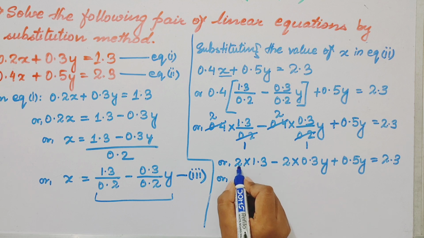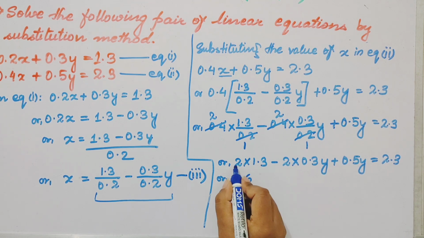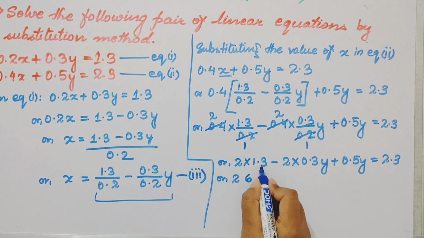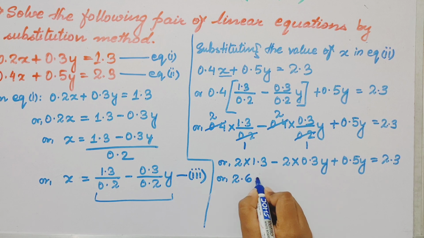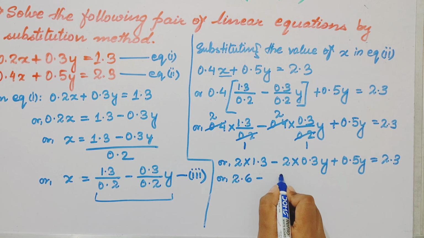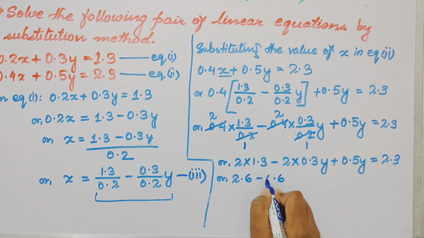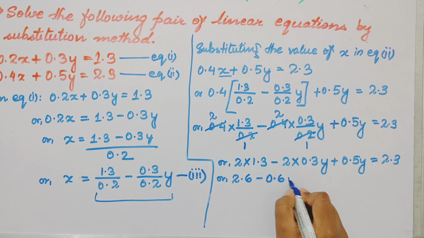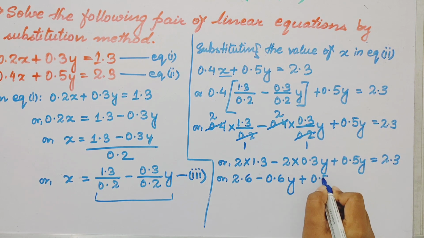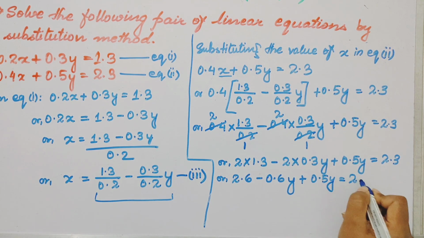When we multiply this, what do we get? 2 into 3 is 6 and 2 into 1 is 2. Keep the decimal in the same point. Minus 2 into 3 is 6. Keep the decimal where it is. And 2 into 0 is 0, y plus 0.5y equals 2.3.